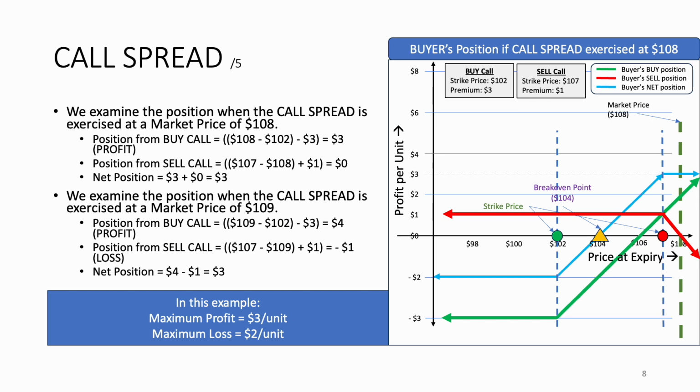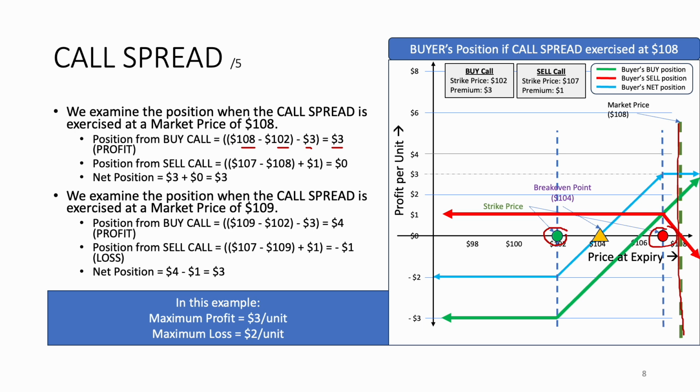Now let's study what happens when the market price is $108. That is, we are at this point. Notice that $108 is greater than the strike price of the sell call and also the strike price of the buy call. So in this case, both the sell call and the buy call will be exercised. Now, from the buy call, the profit will go to our investor, that is $108 market price minus strike price of $102 minus the premium paid of $3. So he will make a net profit of $3 on this buy call.